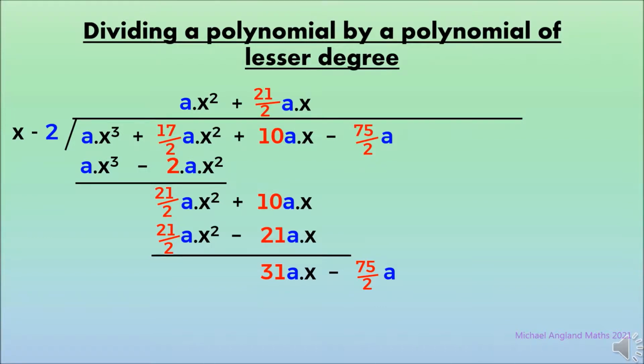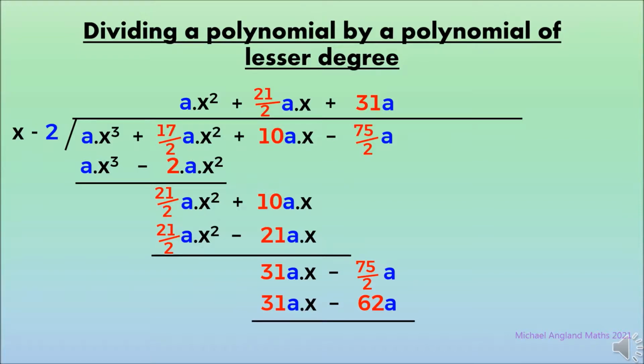Now, how many times does x go into 31ax? That would be 31a times. So that's the last term for the quotient, and that goes above the 75 on 2a in the dividend. So, multiplying the 31a by the divisor, x minus 2, we get 31ax minus 62a.